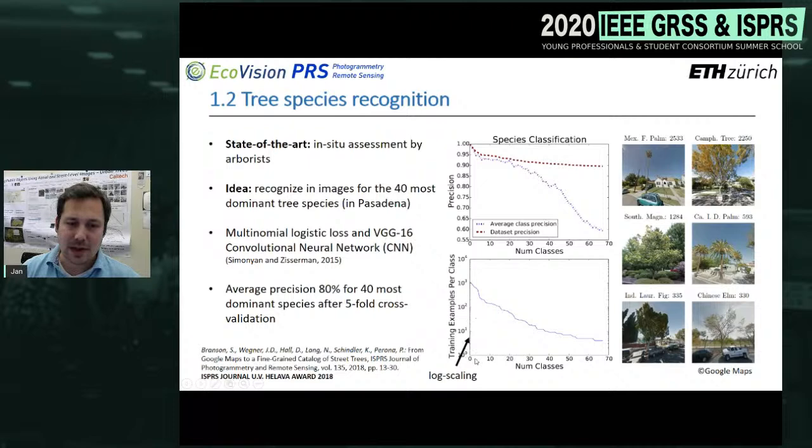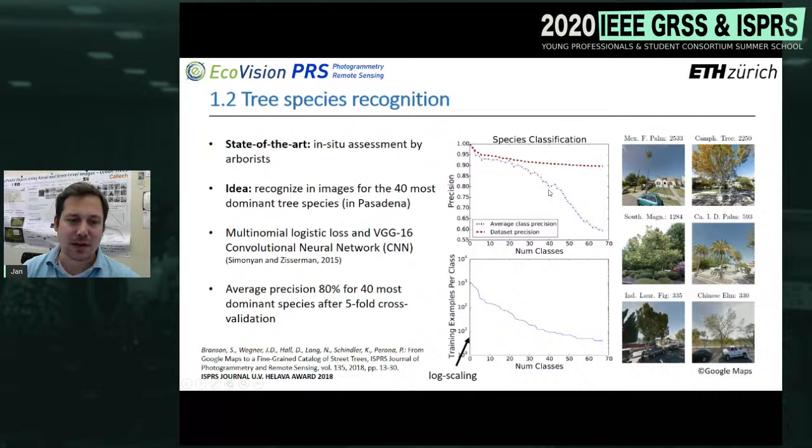And this is what you can see here. This is a log scaling, so these are the classes up to class 40. And you see that at the 40th most dominant class, we have a bit more than 100 images in the training data set. And this is where you can see that the average class precision, of course, goes rapidly down. Until 40, you end up at 80.